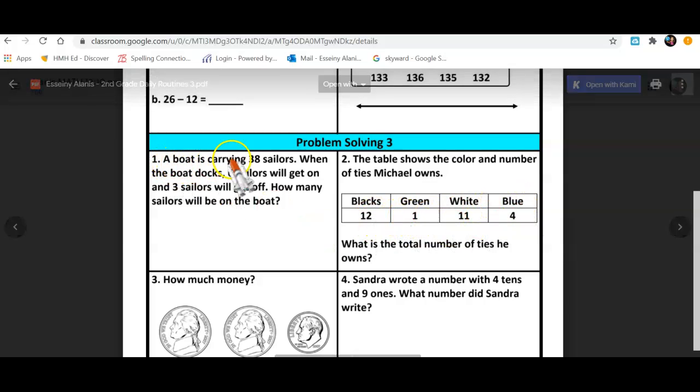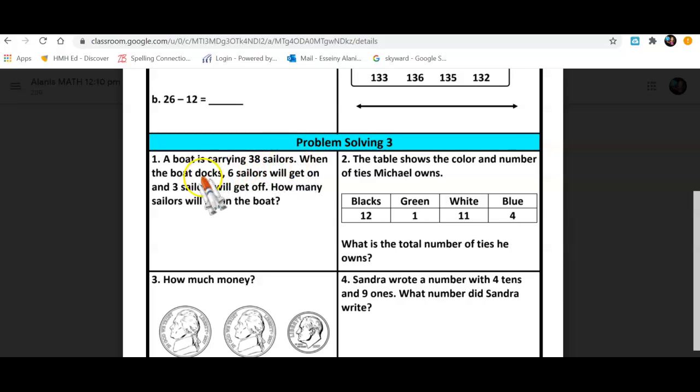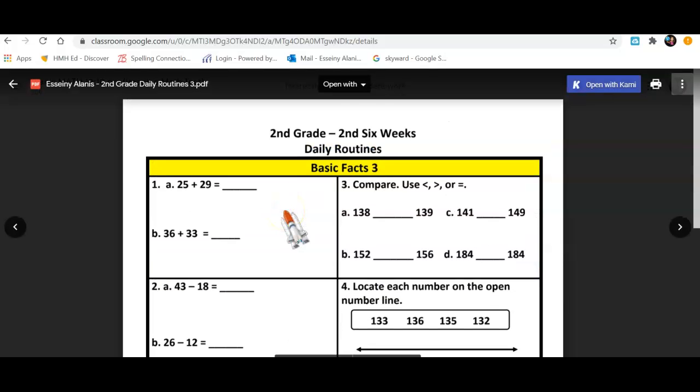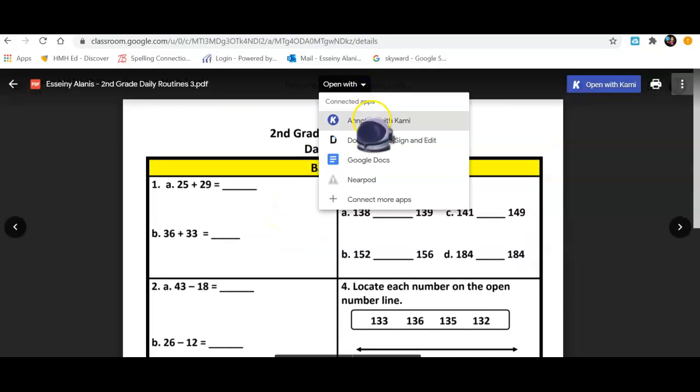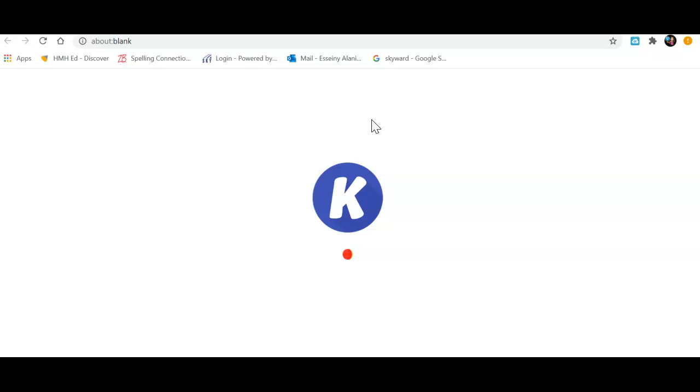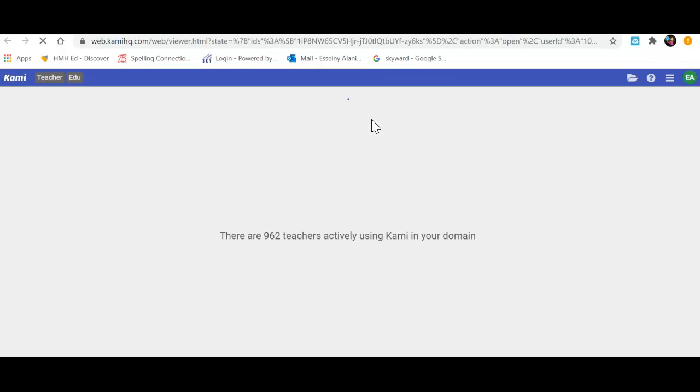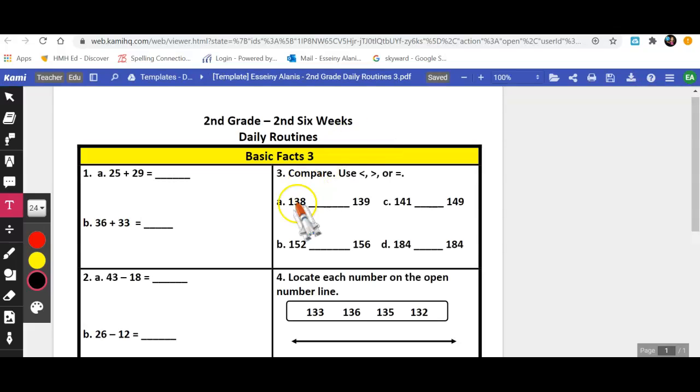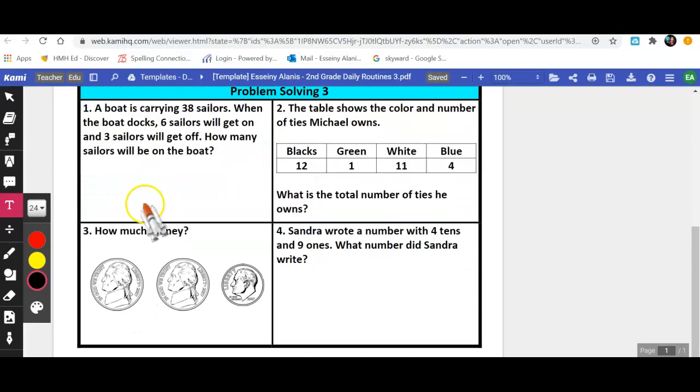Number 1, a boat is carrying 38 sailors. When the boat docks, 6 sailors will get on and 3 sailors will get off. How many sailors will be on the boat? For this problem, draw a picture. Let's do that problem together. We're going to write a number sentence to help us.